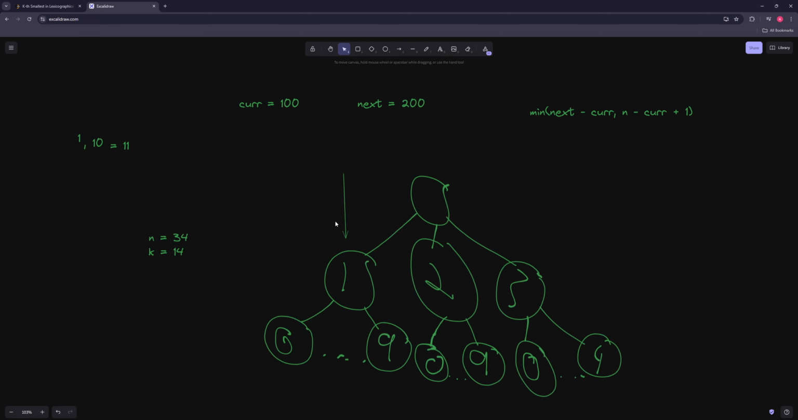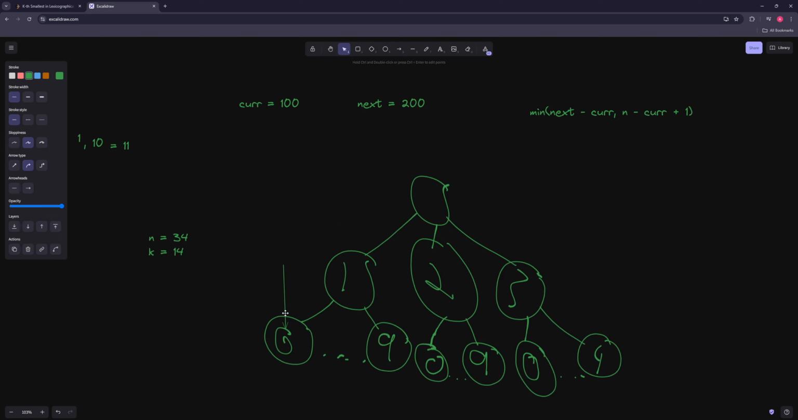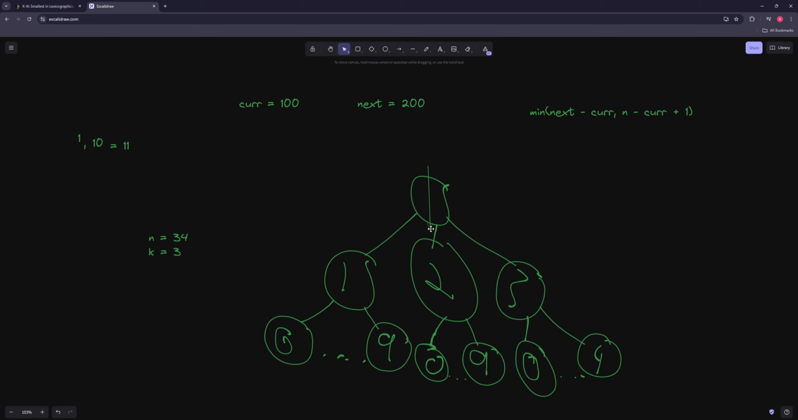And so in this level, there is 11 nodes, but k is 14. That means that if there's only 11 nodes here, then k has to be not in this one. We have to keep going. So instead of moving down, we're going to move to the next level here. And we're going to say we looked through 11 nodes. That means we're going to subtract 11 nodes. So now k is 3. So we're going to look in here.